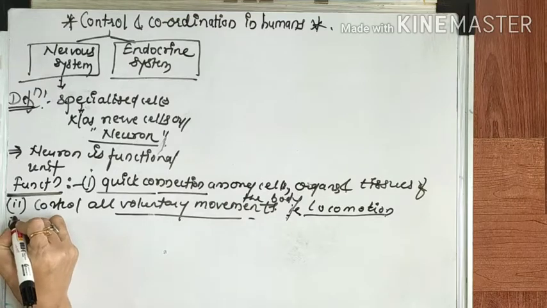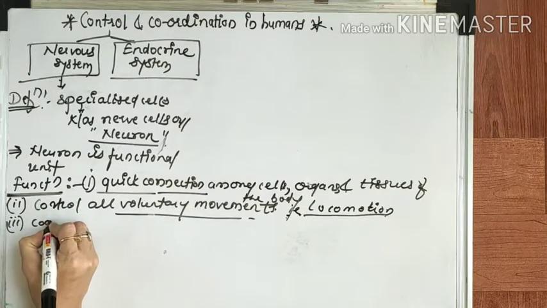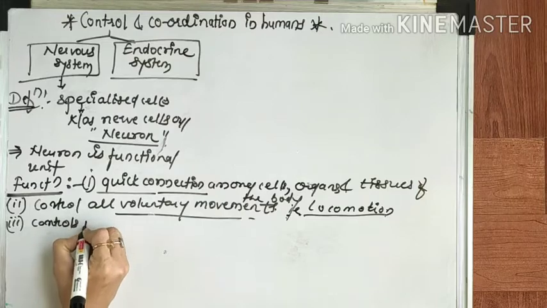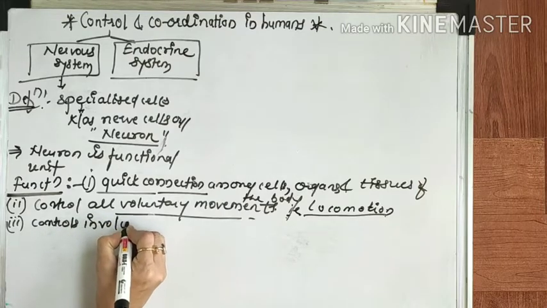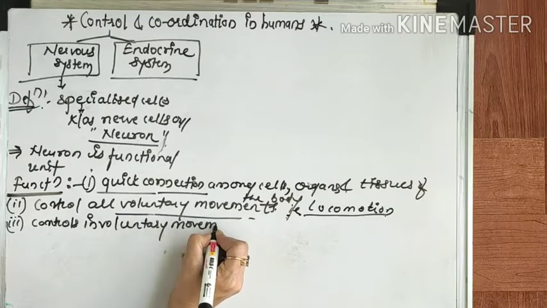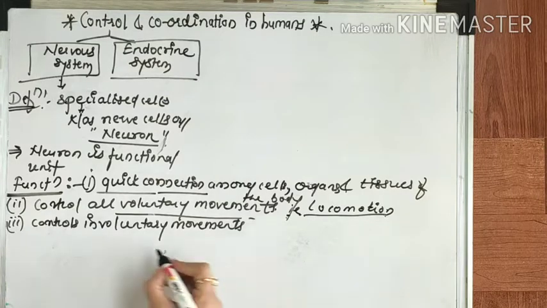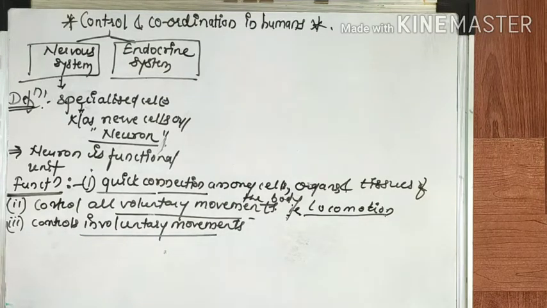Next, the third important function of this nervous system is that it controls involuntary movements also. Okay. So, what type of involuntary movements? What do you mean by involuntary movements? These are not under the control of our will.